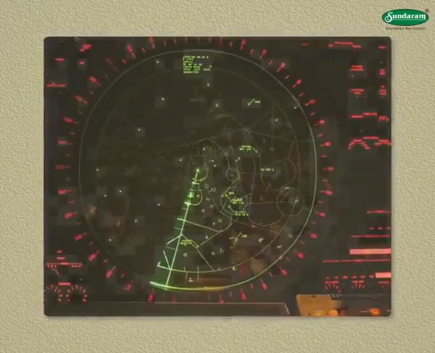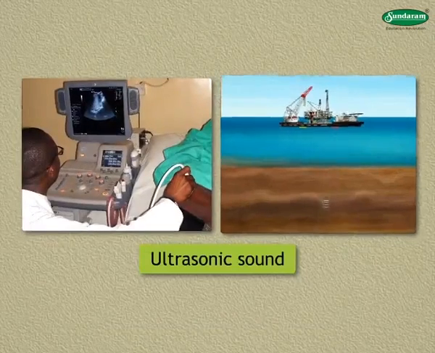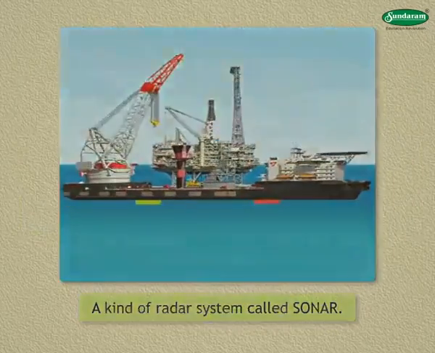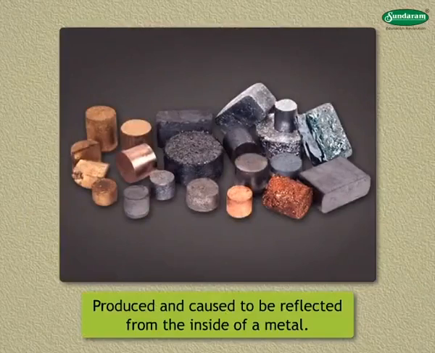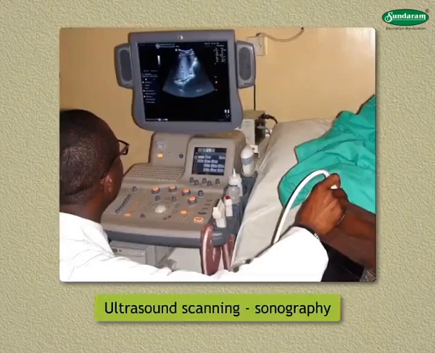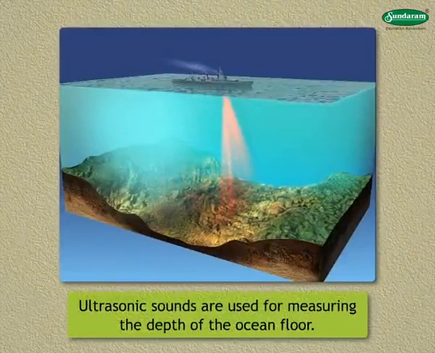Ultrasonic sounds have proved to be a boon in medical and other sciences. A kind of radar system called sonar has been derived from it. Ultrasonic sounds are produced and caused to be reflected from the inside of a metal. This helps to detect faults or impurities inside the metal. Similarly, the system of ultrasound scanning is used to find out the condition of the fetus inside the womb. This is also called sonography. Ultrasonic sounds are also used for measuring the depth of the ocean floor.